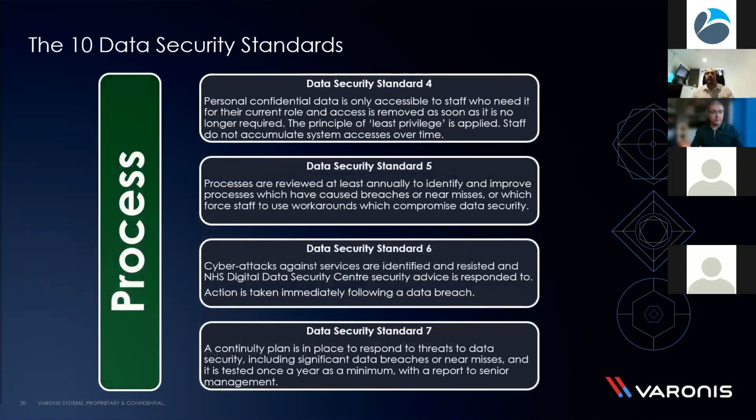So we start looking into the next four data security standards. These all fit within the processes side of things, and ultimately it's about the processes and controls that you can put in place around your data security. The first of the processes being working towards a least privileged access model, which essentially means only providing access to data for those people that need it.